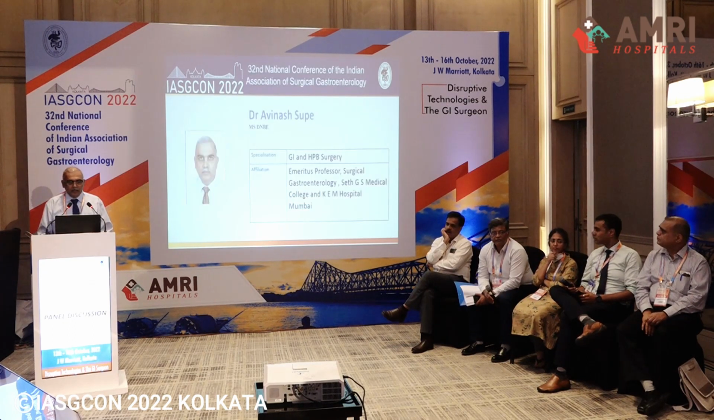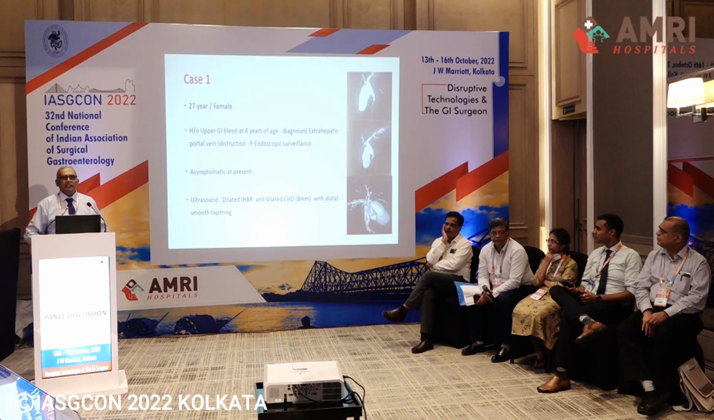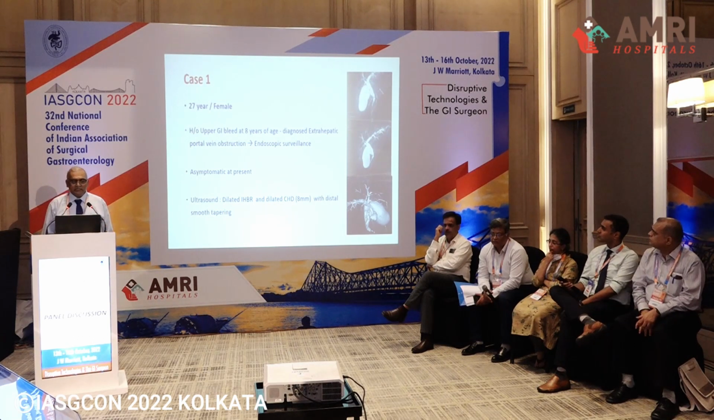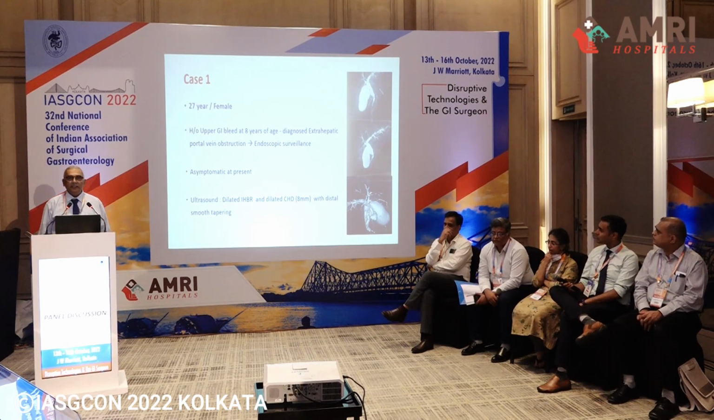Now, my first case is a 27-year-old female with a history of upper GI bleeding at the age of 8 years, diagnosed as extrahepatic portal venous obstruction. She is on endoscopic surveillance. She has no symptoms at this stage. Ultrasound now shows dilated IHBR and a dilated CHD of 8 mm with distal smooth tapering.